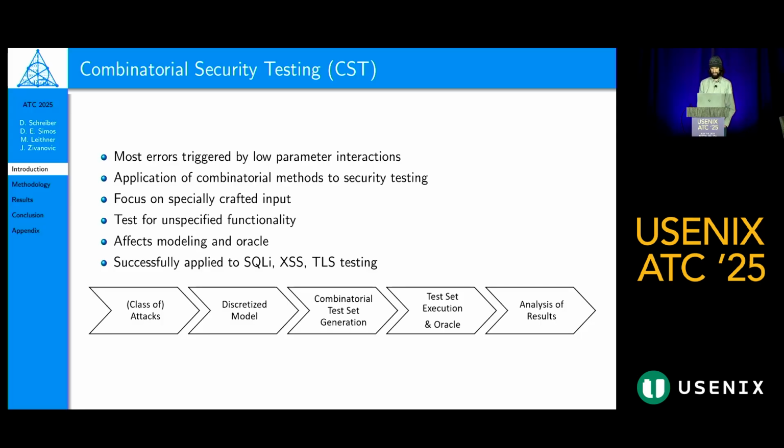As can be seen in the diagram, the CST flow starts by thinking about what kind of attacks the target could be vulnerable to. Following that, an input parameter model, or IPM for short, is devised with parameters and possible values for the parameters. Using the IPM, a covering array generation tool can be used to generate a test set that can then be executed against the target. After a test is executed, an oracle checks if the target behaved as expected or if an error was triggered, which is then logged for further analysis.